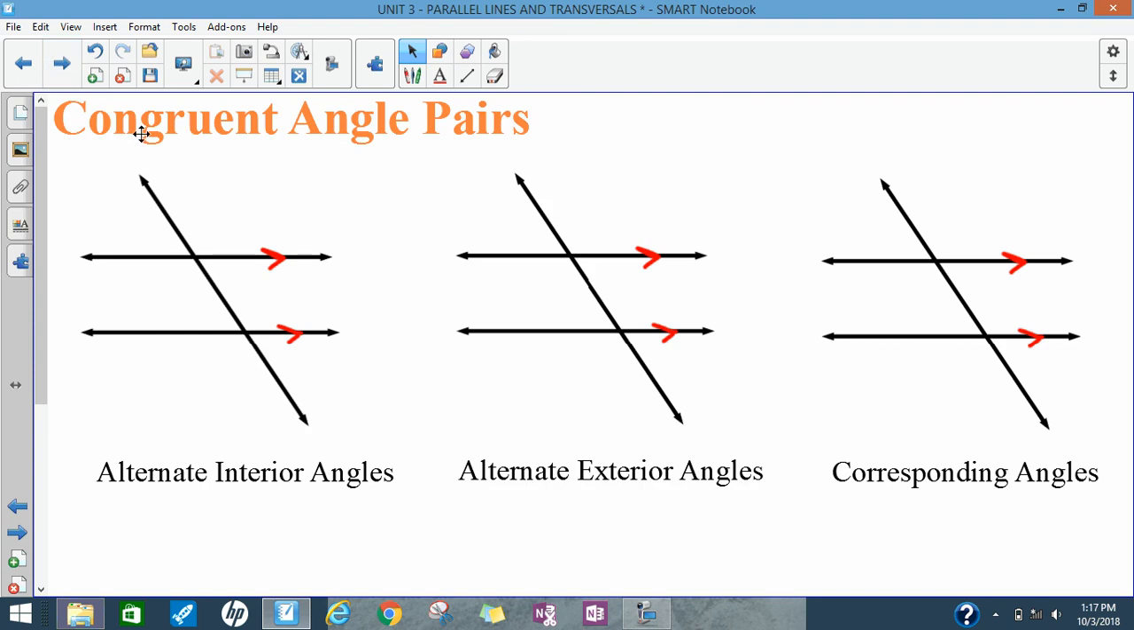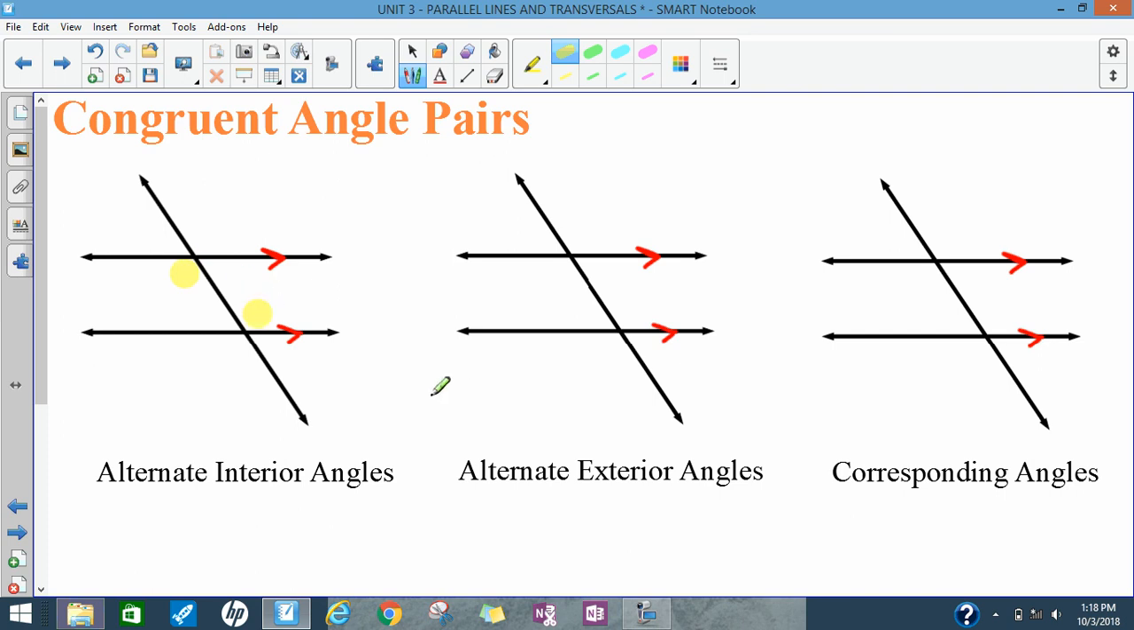So in the last lesson we talked about special angle pairs, and we still have those special angle pairs that exist when the two lines that are being intersected are parallel. But now we know more about them. So we have three of those angle pairs that create congruent angles. So let's look at one pair of alternate interior angles, that one and that one.